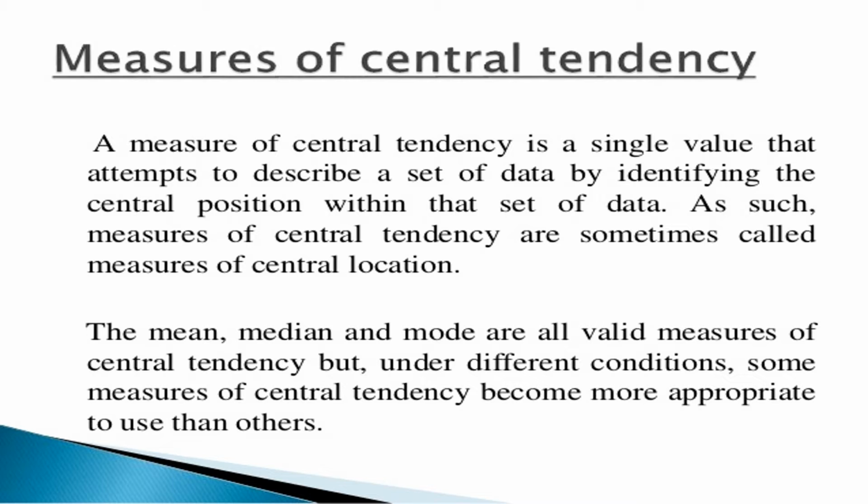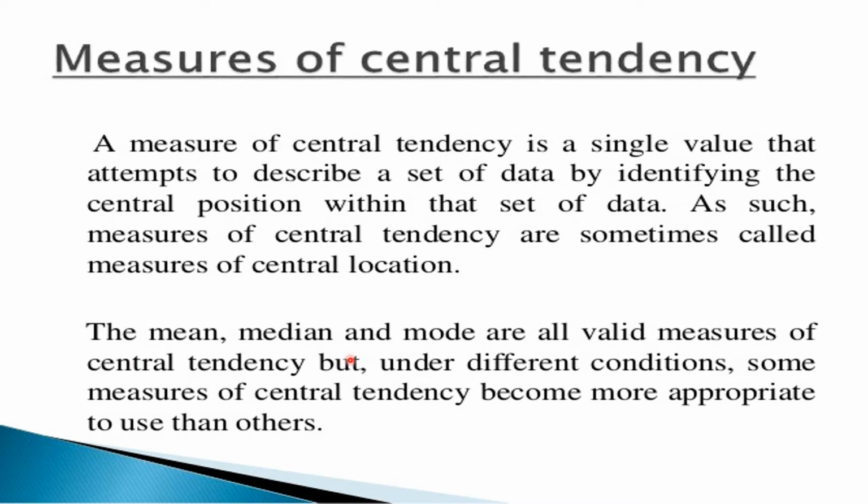First we need to understand about measures of central tendency. What is meant by measures of central tendency? A measure of central tendency is a single value that attempts to describe a set of data by identifying the central position within that set of data. So suppose a set of data is given and measures of central tendency will describe the central position of that set of data. As such, measures of central tendency are sometimes called measures of central location.